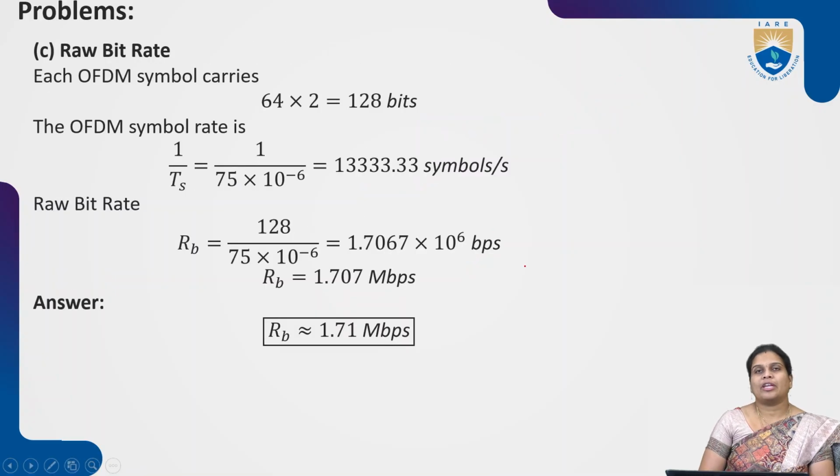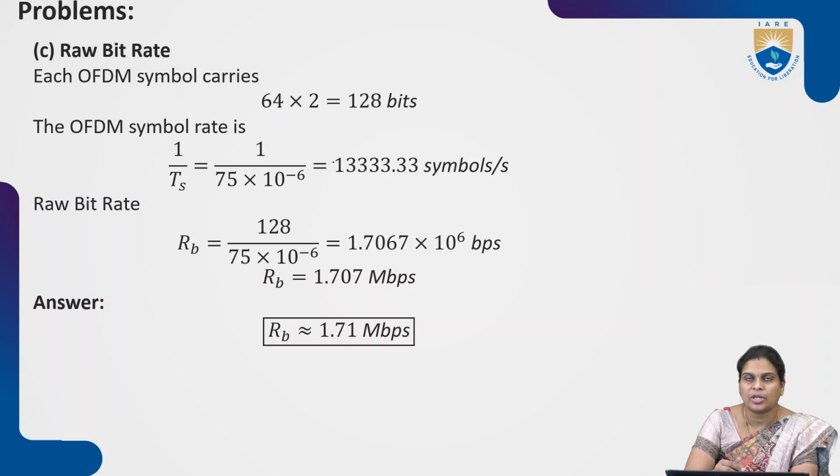Next one, how to find the bit rate. Here we are taking the OFDM symbol carriers, that is 64. 64 QAM means 64 is there. So 64 into how many bits? 64 into 2, that is 128 bits. Now find out the OFDM symbol rate, that is 1 by TS. TS is 75 microseconds, so 1 by 75 into 10 power minus 6. That is the symbols per second.